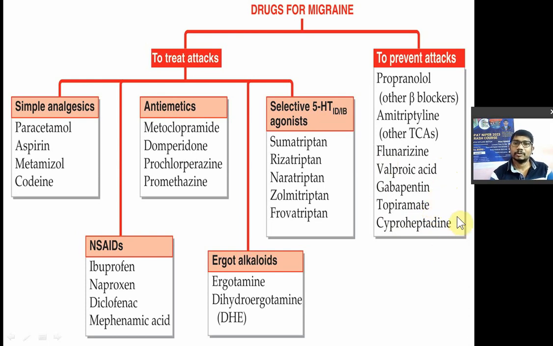Then cyproheptadine, which we have already seen. It is an antihistamine and anti-serotonin drug, which is also an appetizer, and is also used to prevent the attack of migraine, right? Now these drugs are used for the prophylaxis or prevention of attack of migraine.